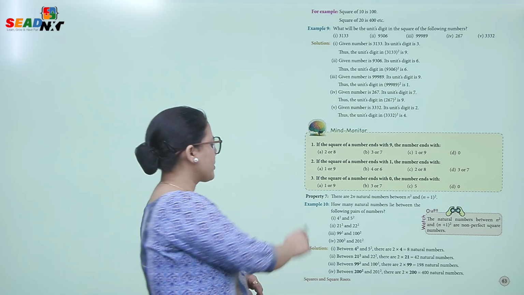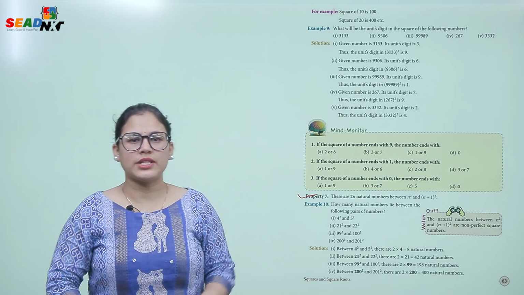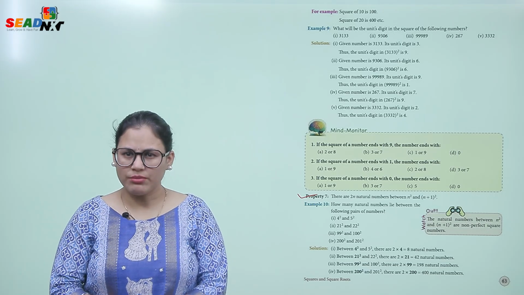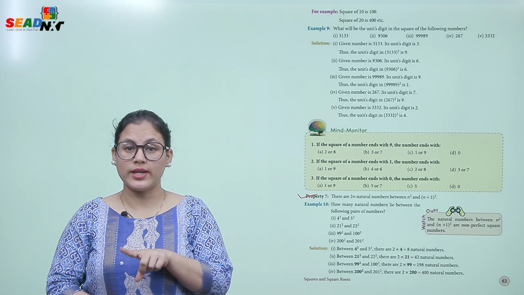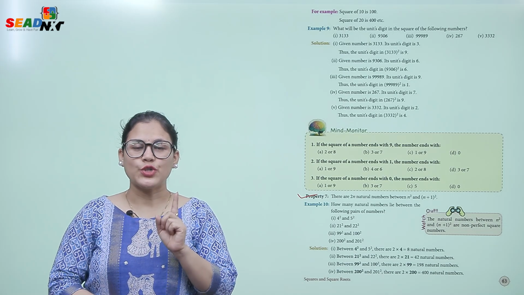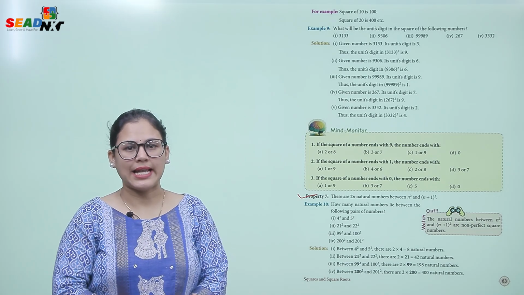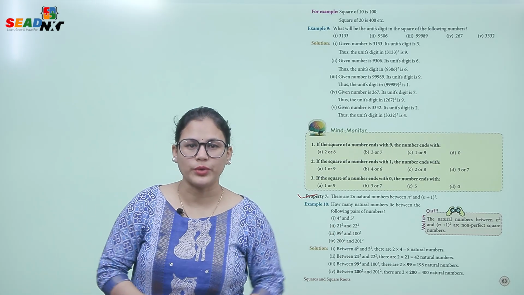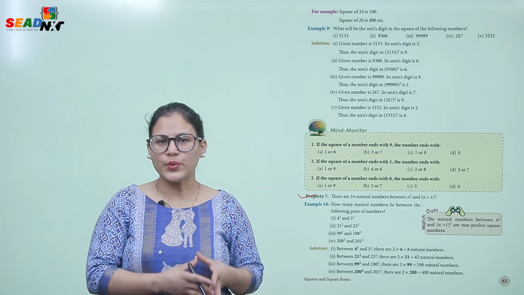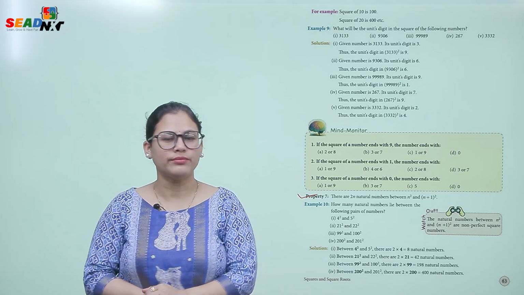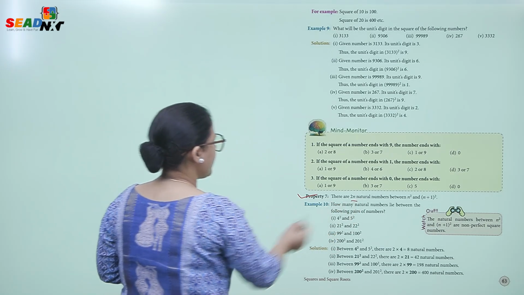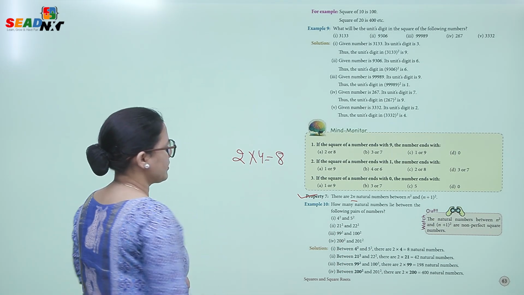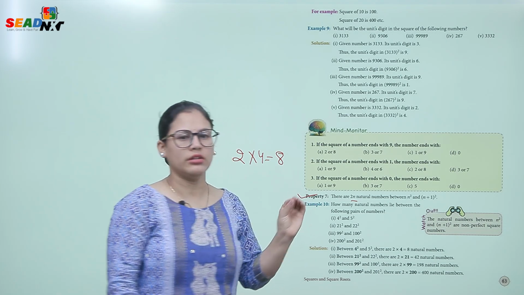Let's learn the next property, property number 7. There are 2n natural numbers between n square and (n+1) square. Okay, watch out, the natural numbers between n square and (n+1) square are non-perfect square numbers. Okay, so एक example हम करते हैं. How many natural numbers lie between the following pairs of numbers? 4 square and 5 square. Okay, so between 4 square and 5 square, there are 2 into 4. Okay, so we have this formula. So there are 2 into 4, 8 numbers. Okay, 8 natural numbers.